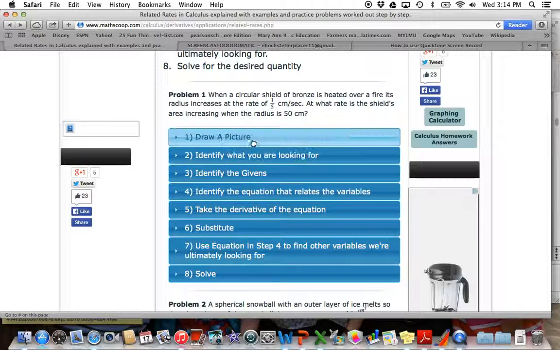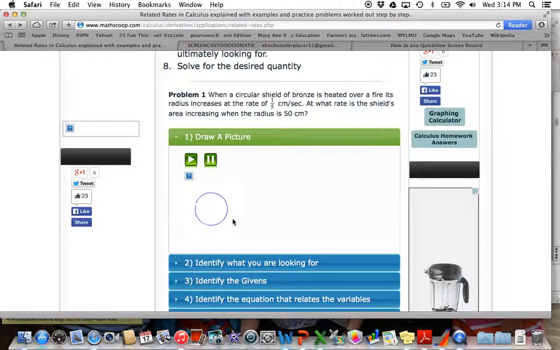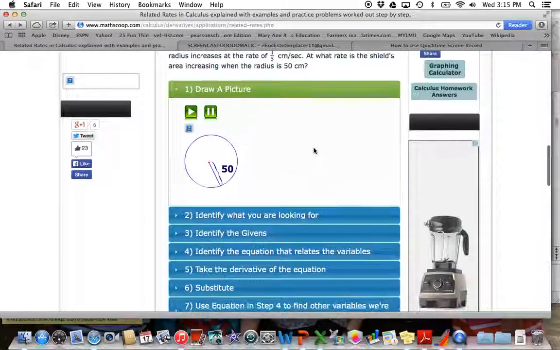Okay, so your picture. This is interactive, obviously. You might just have a circle with the 50, this end result picture marked, and that's okay. So I'm going to play it again. It says up here, it increases. So it's showing you that it's getting bigger, and it's increasing at a rate of 1/5 centimeter per second. We don't know what that means yet, really. All we know is we want to know how quickly the area is changing when our radius is 50. So that's what your diagram should look something like.